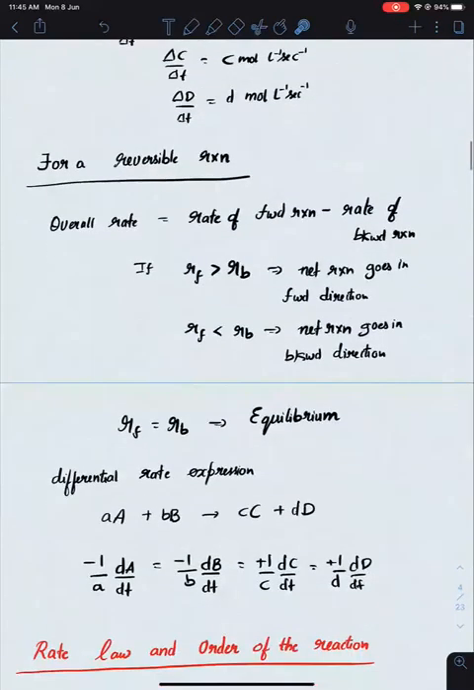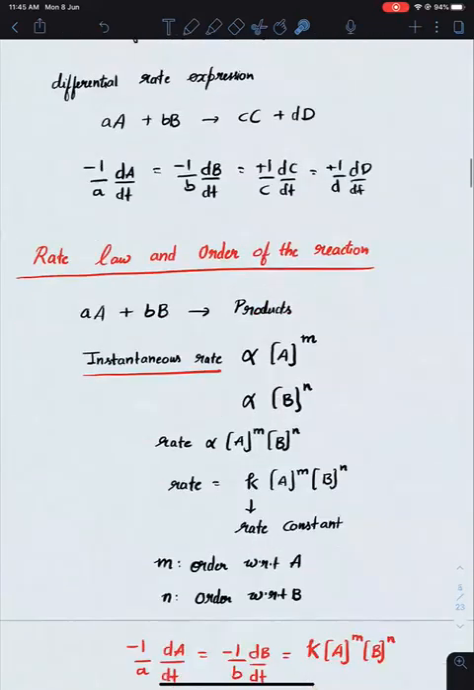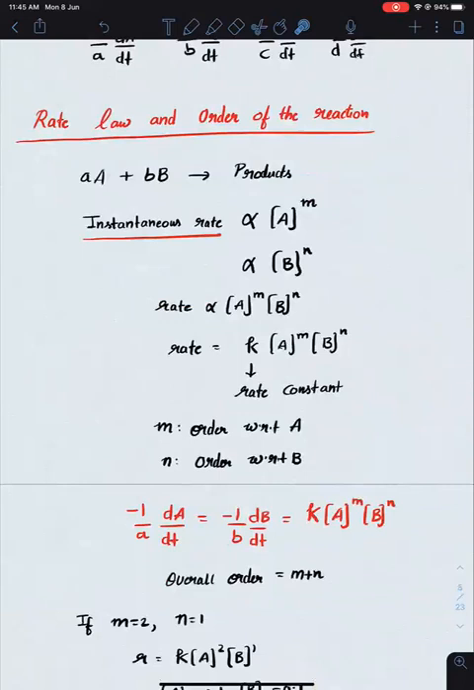If the overall rate is equals to 0, then there is no net change in the concentration of the reactants or products. In that case, we say it is at equilibrium. Then we have defined rate law and the order of the reaction. According to the rate law, the rate of the reaction is directly proportional to concentration of the reacting species raised to some powers.